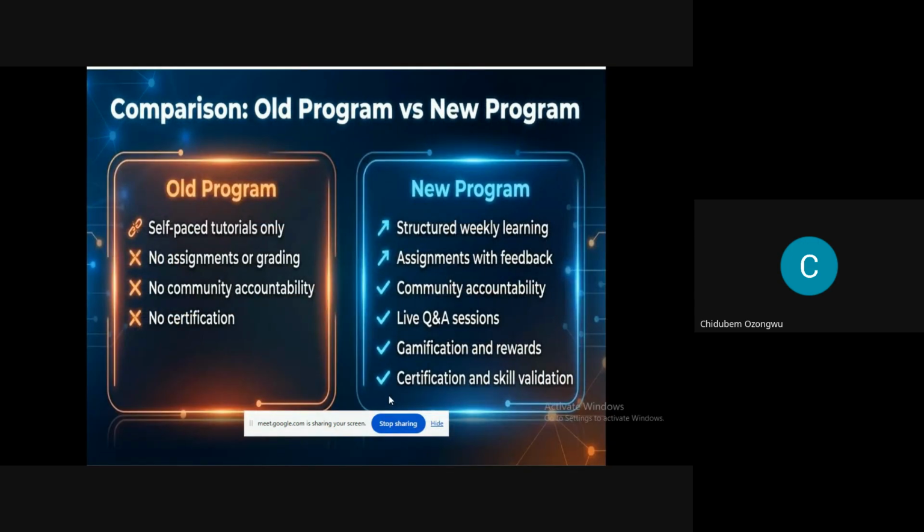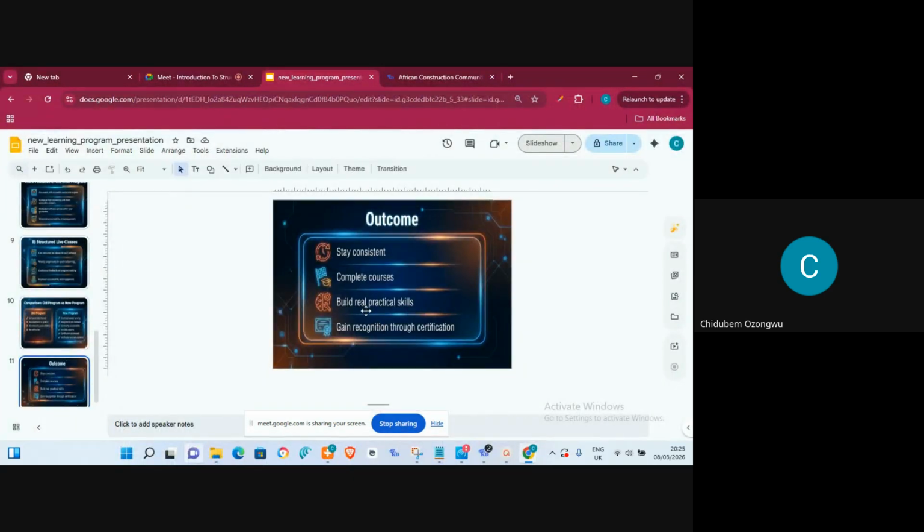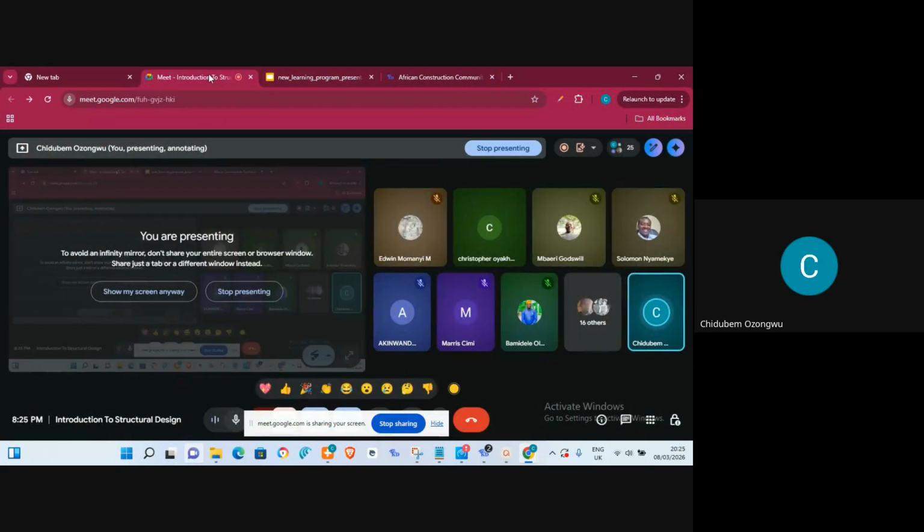If you compare the two of them, you see that this was our old program, how it was. And this is the new program that we have and what we are planning to start with in the process. So at the end, I believe that with this method, we'll be able to achieve consistent learning rates, and people can complete their courses, and people can be certified to have the skills required and then have the certification at the end.